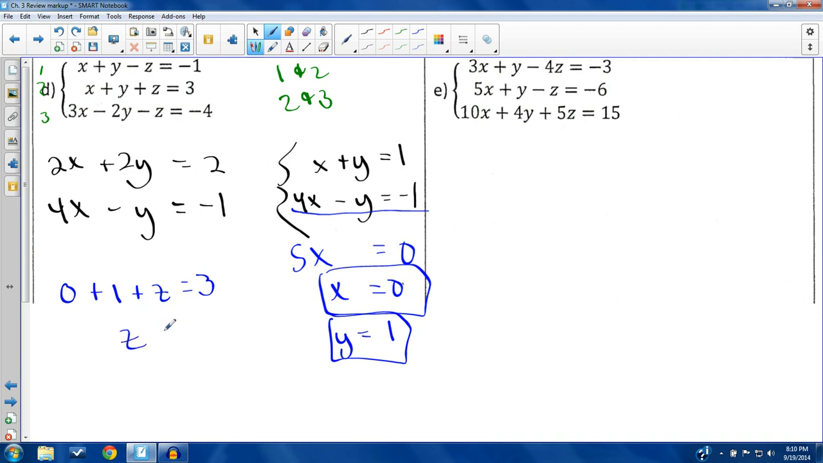Subtract 1, I get z equals 2. And that's actually kind of a fun ordered triple right there. I get (0, 1, 2) if I'm thinking about x, y, z. Plug those into all three equations to double check. Make sure you get on the left side what you get on the right side, and you're set.